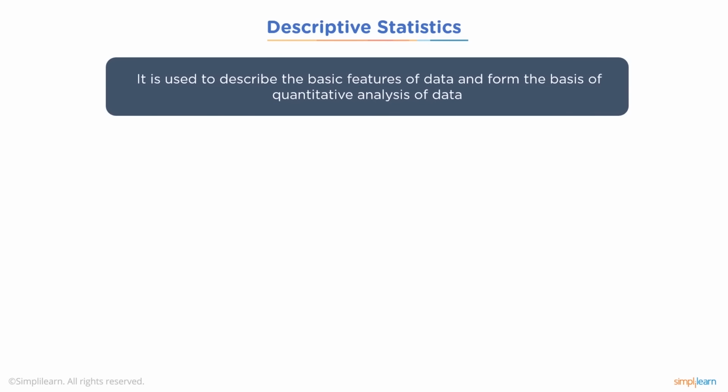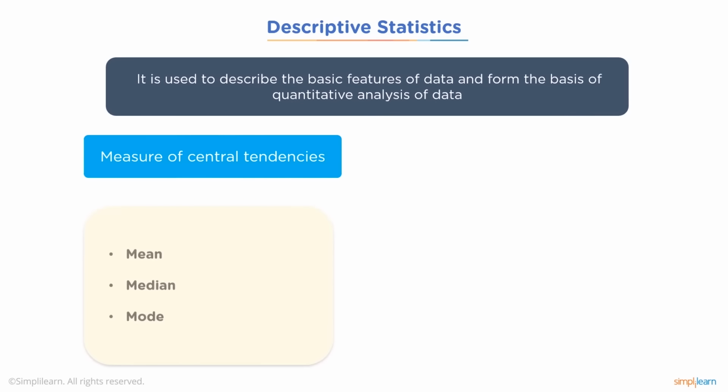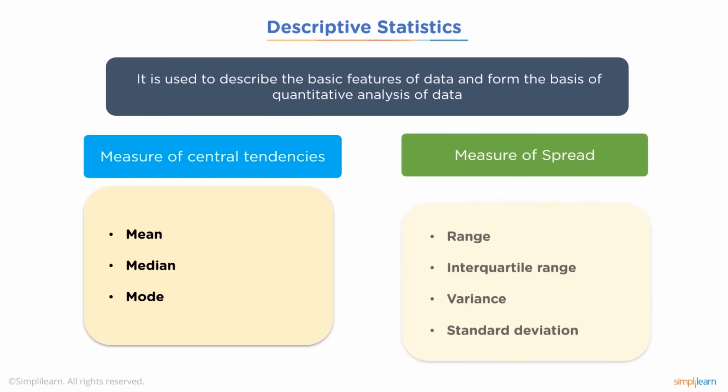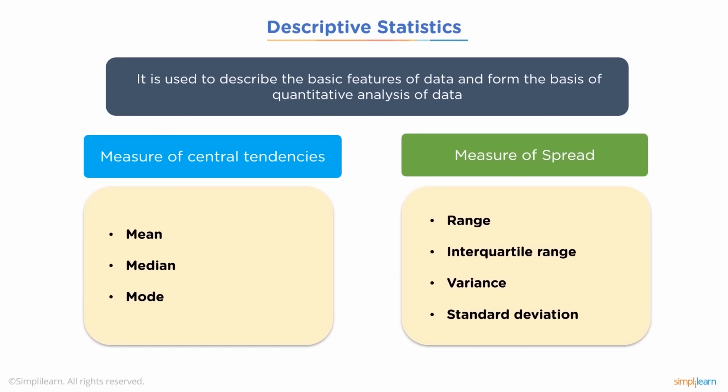So descriptive statistics. It is used to describe the basic features of data and form the basis of quantitative analysis of data. So we have a measure of central tendencies. We have your mean, median, and mode. And then we have a measure of spread, like your range, your interquartile range, your variance, and your standard deviation. And we're going to look at all these a little deeper here in a second. But one of them you can think of is how the data differences, what's the max, min range, all that stuff is your spread.